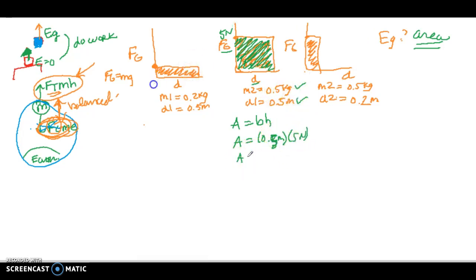Okay, so 0.5 meters times 5 newtons is going to give me 2.5 joules stored in this one.